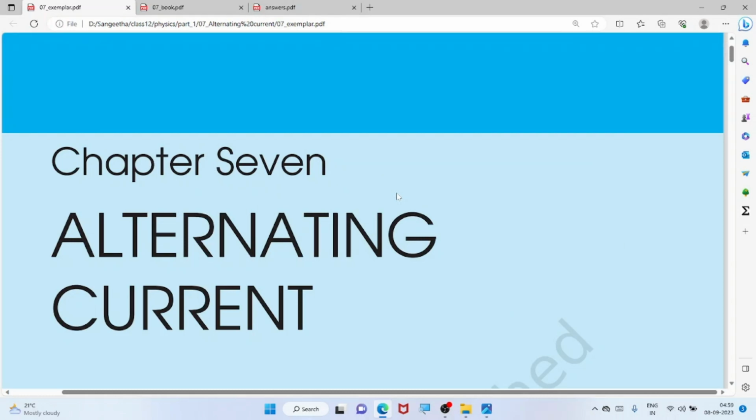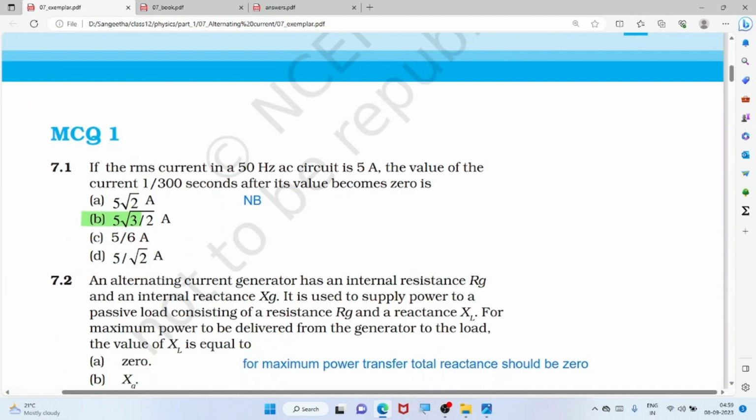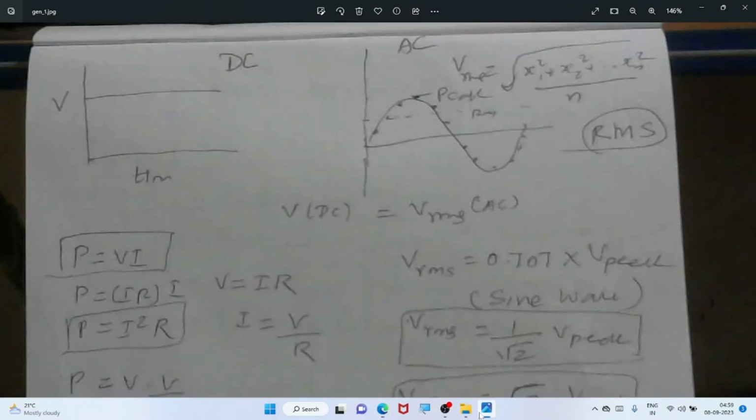Okay, we will go through the exemplar problems in the class 12 physics chapter 7 alternating current. Okay, so I'll show you some basic information. When you have a DC voltage or current, DC means direct current, it won't change over time. So this is time versus, let us say, voltage, that is constant. Okay, this is direct current, this is DC.